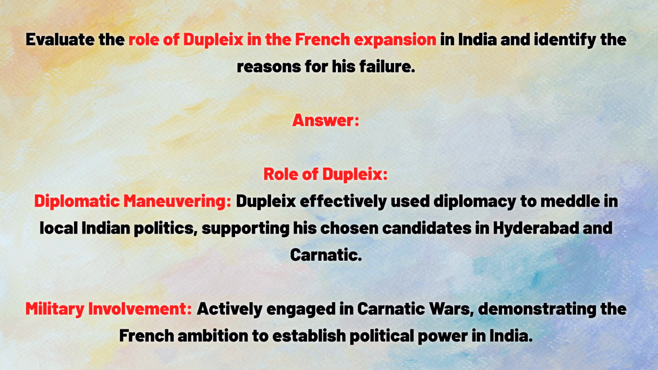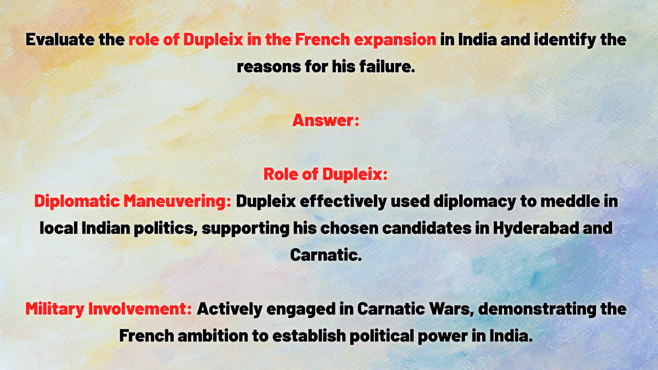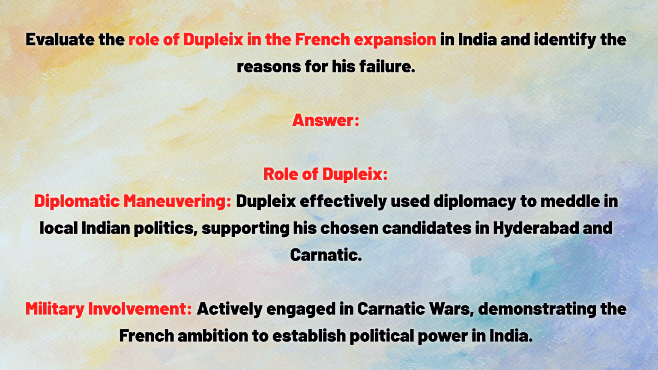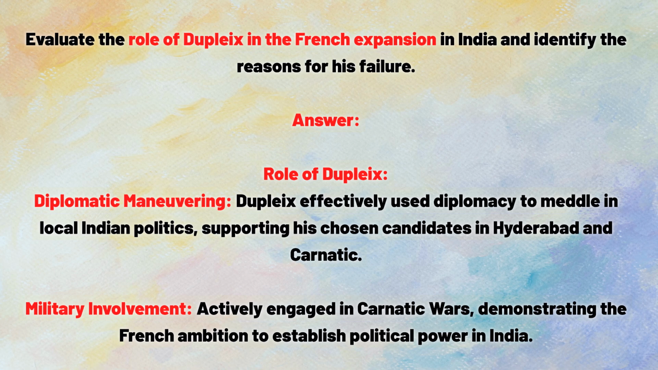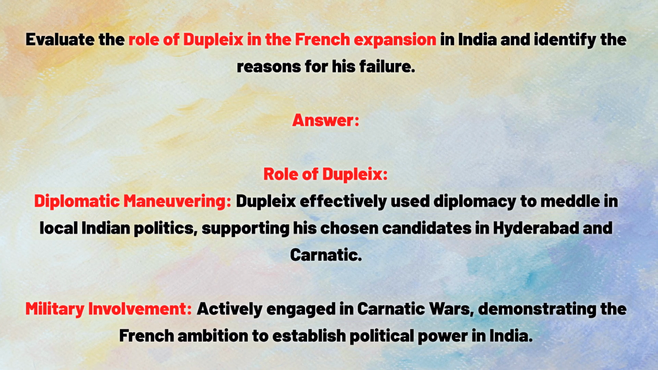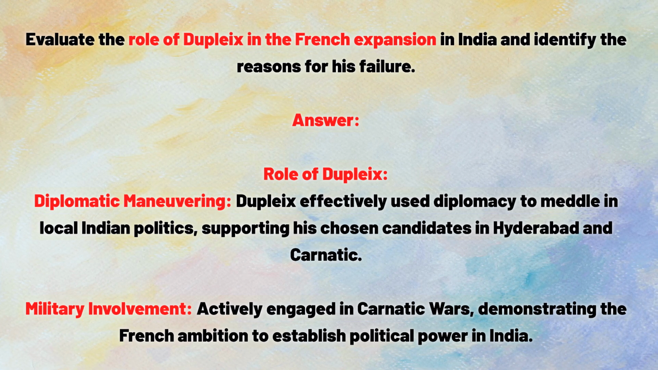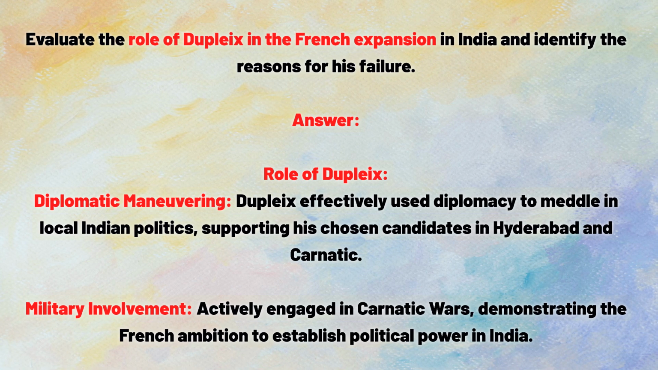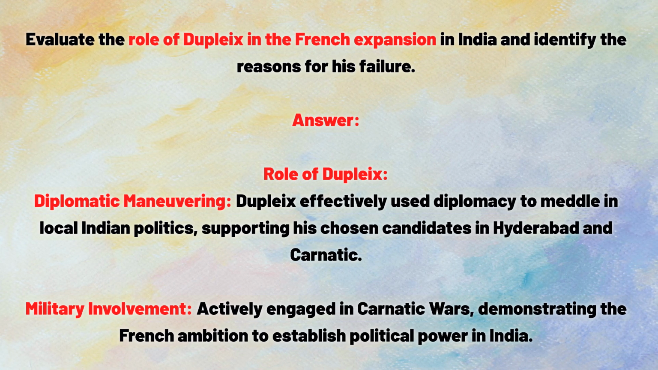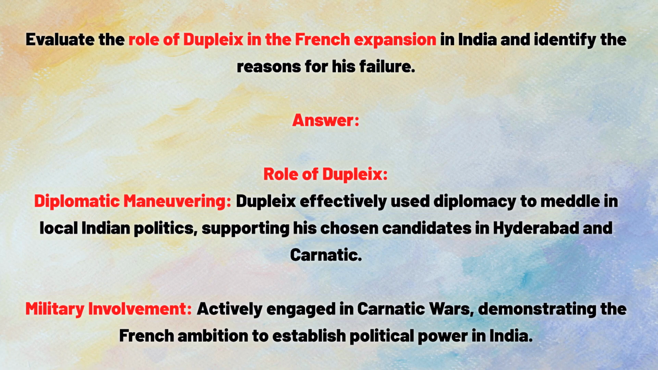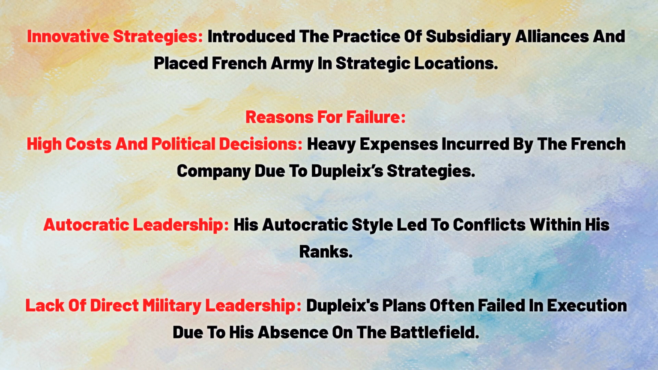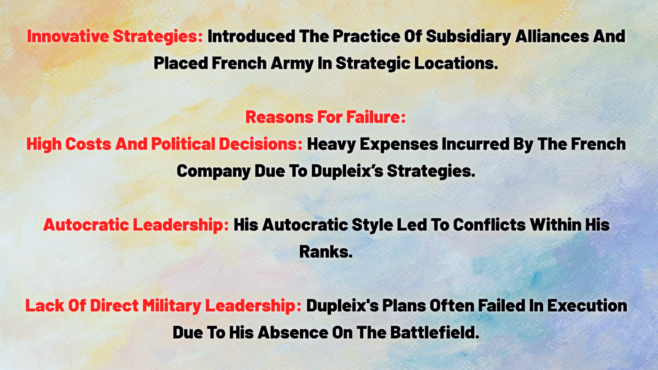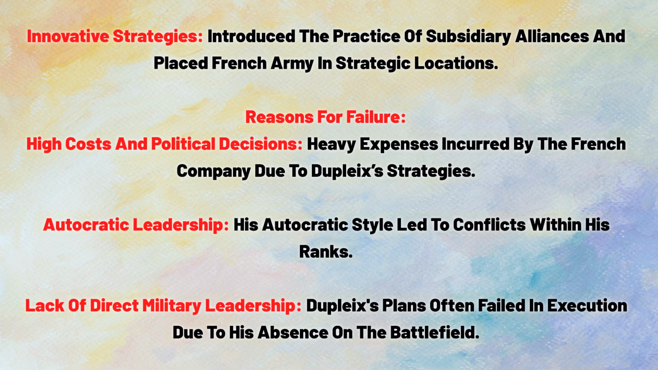Evaluate the role of Dupleix in the French expansion in India and identify the reasons for his failure. Answer. Role of Dupleix: diplomatic maneuvering. Dupleix effectively used diplomacy to meddle in local Indian politics, supporting his chosen candidates in Hyderabad and the Carnatic. Military involvement: he actively engaged in the Carnatic Wars, demonstrating the French ambition to establish political power in India. Innovative strategies: he introduced the practice of subsidiary alliances and placed the French army in strategic locations.